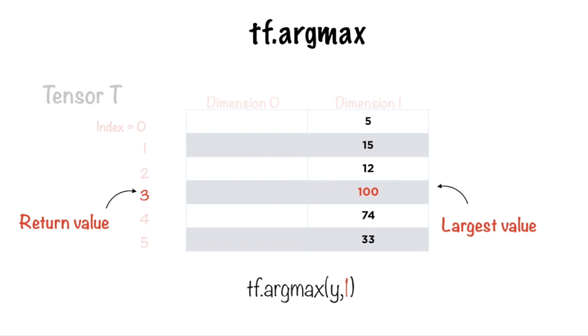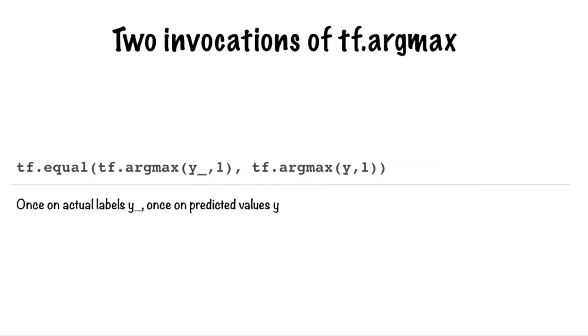The return value of tf.argmax will be the index of that element. The return value will be 3. In our TensorFlow program for logistic regression, we invoke tf.argmax twice. Once on the actual labels that we passed in y underscore, and another on the predicted values.